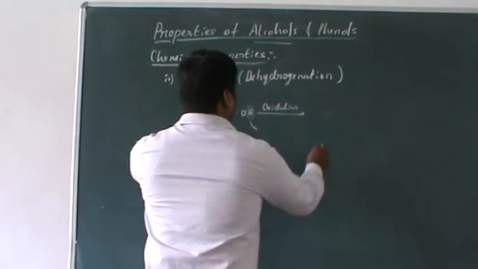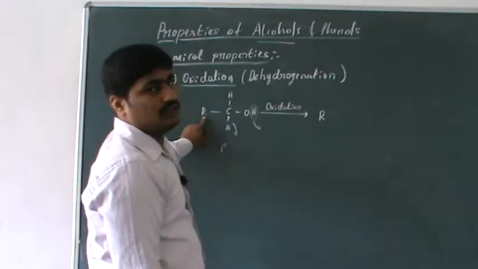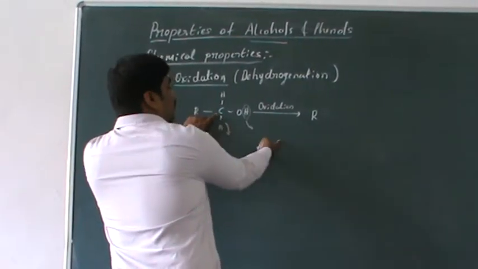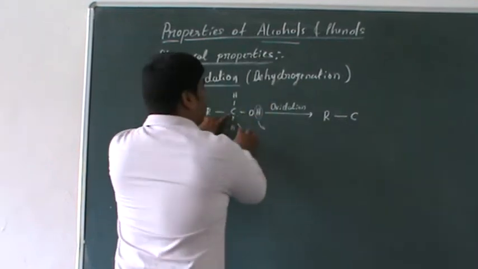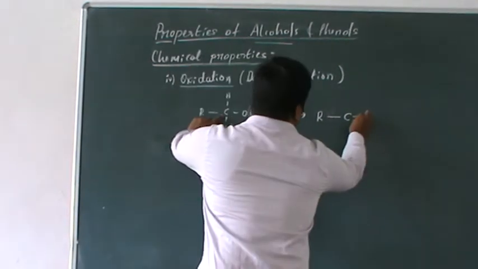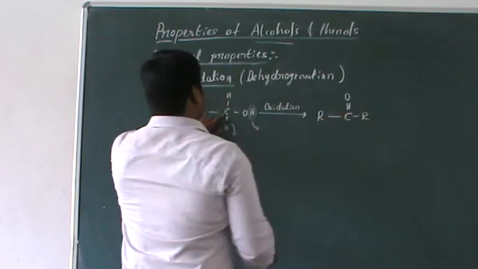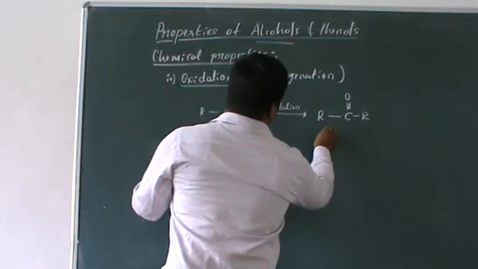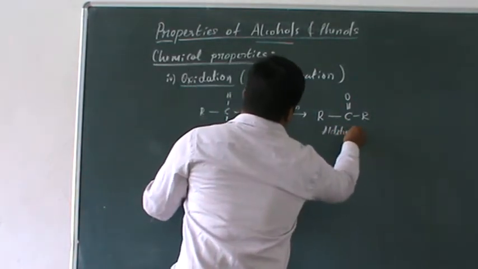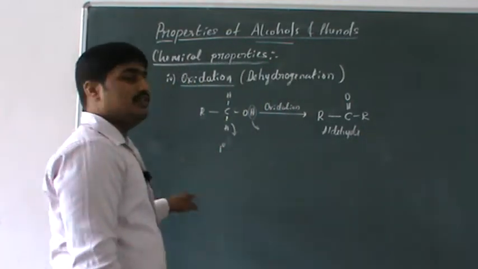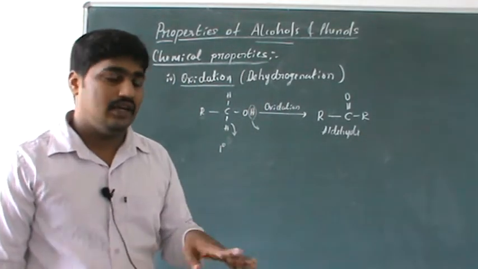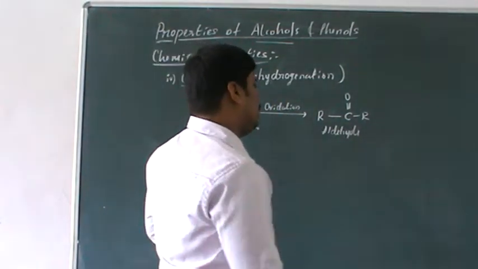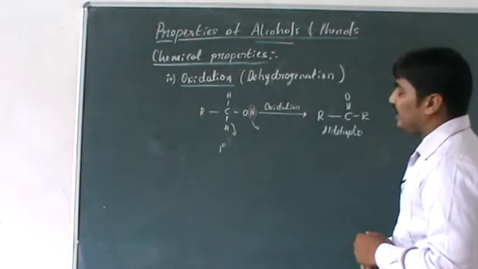So then, what is the product? I think all of you are able to identify the product, RCHO. One hydrogen and one hydrogen are eliminated. The carbon contains one R and H, and there is a double bond between this carbon and oxygen. Then what type of product is it? It is nothing but an aldehyde. Then what is the conclusion? When alcohols are subjected to oxidation, they give the corresponding aldehydes.